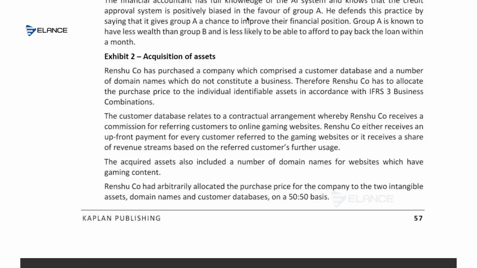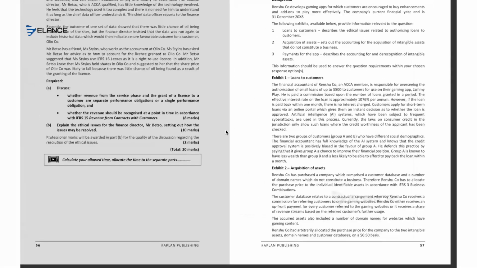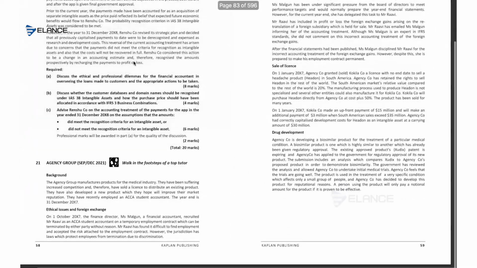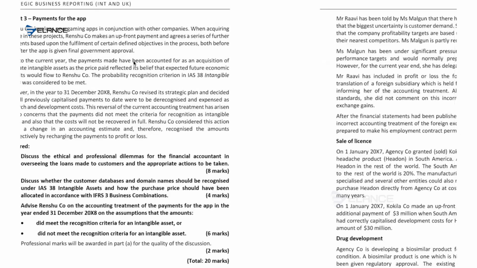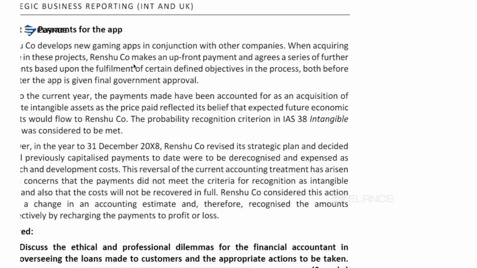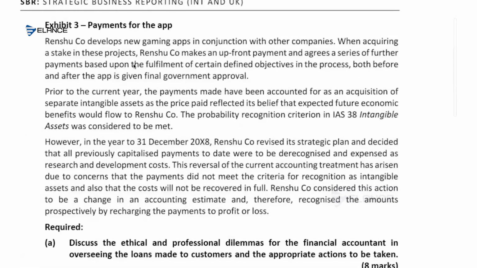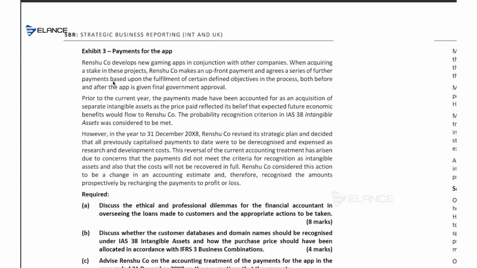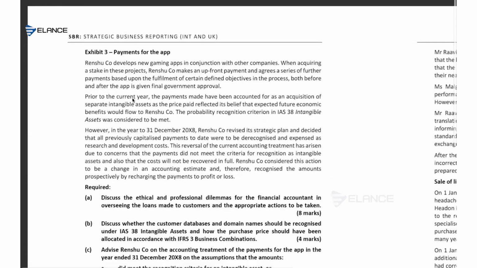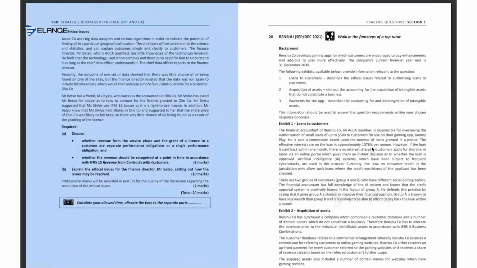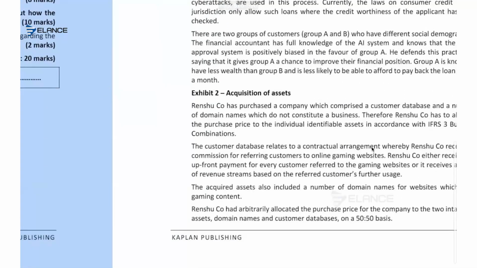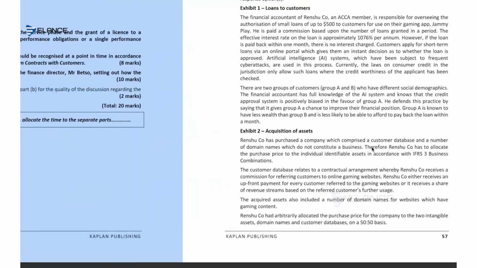Apart from IFRS 15, as you have seen here, IAS 38 is another crucial standard. Even if it's a very small or simple standard that you learned in F3, it is still going to be tested in SPR. Now read the last part, the payments for the app. So this one is clear, no? Exhibit number 2, is it clear, everyone? How to account for this acquisition of the assets?